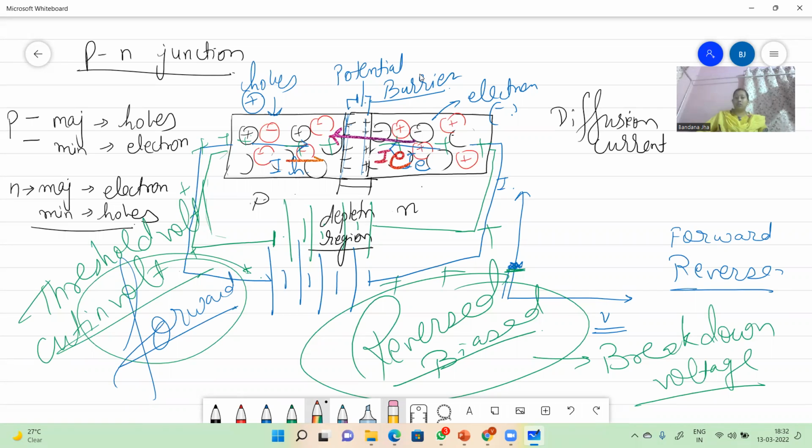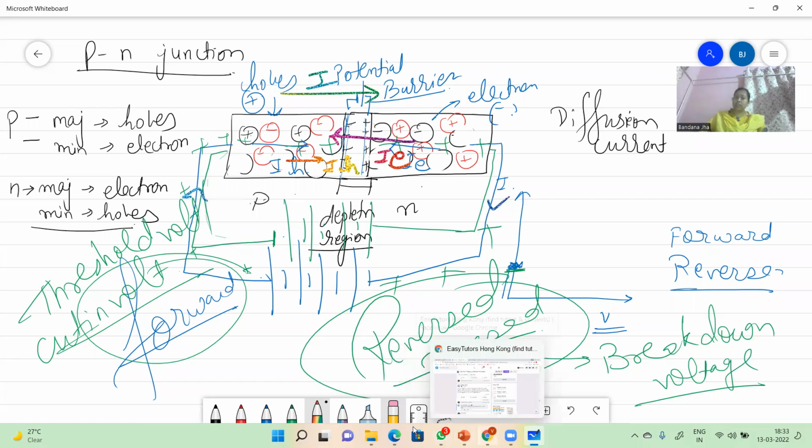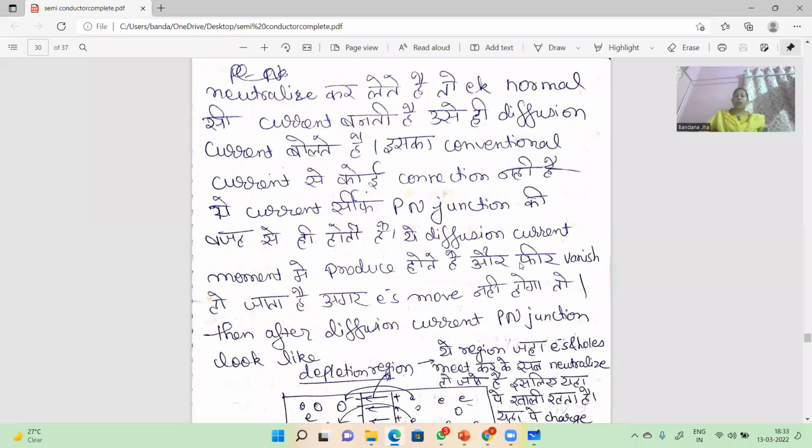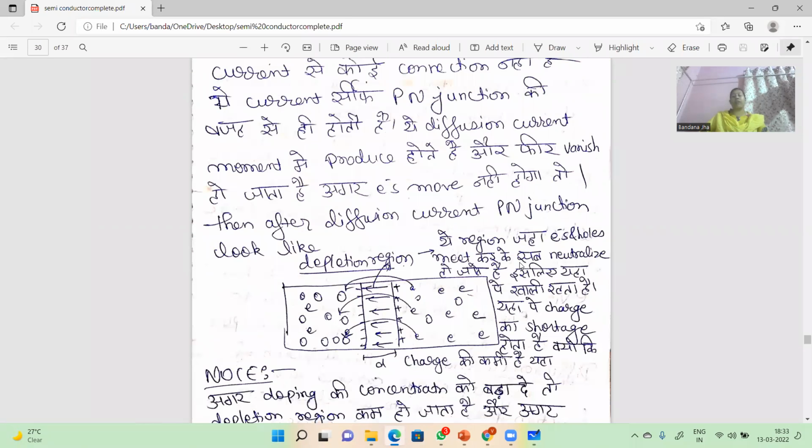But what about the convection current? Convection current is flowing in this direction, when we are giving an external electric field, from here to here, in forward biasing. I'm talking about forward biasing. Clear? So there is no connection between the convection current and my diffusion current. Is this clear? There is no connection. This diffusion current is produced by movement and then vanishes after a certain period of time. It stops.